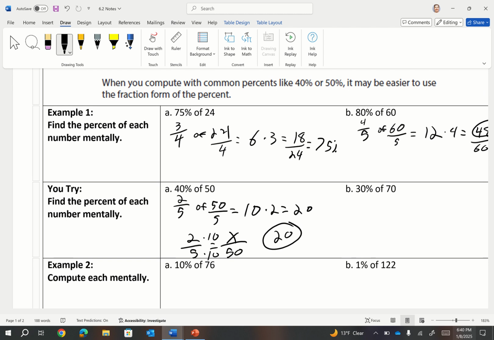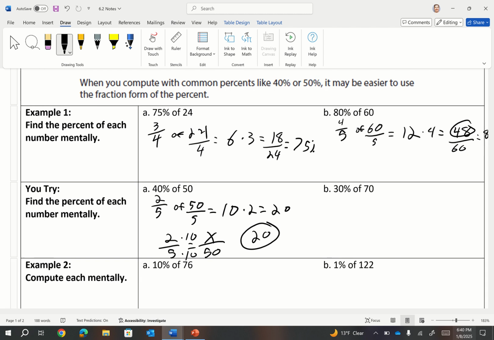All right, 30% of 70. Most of us should know that 30% is the same as 3/10. 3/10 of 70 is what we're looking for. 70 divided by 10 is 7. So I'm looking for 3 groups of 7. 3 times 7 is 21. So 30% of 70 is 21.